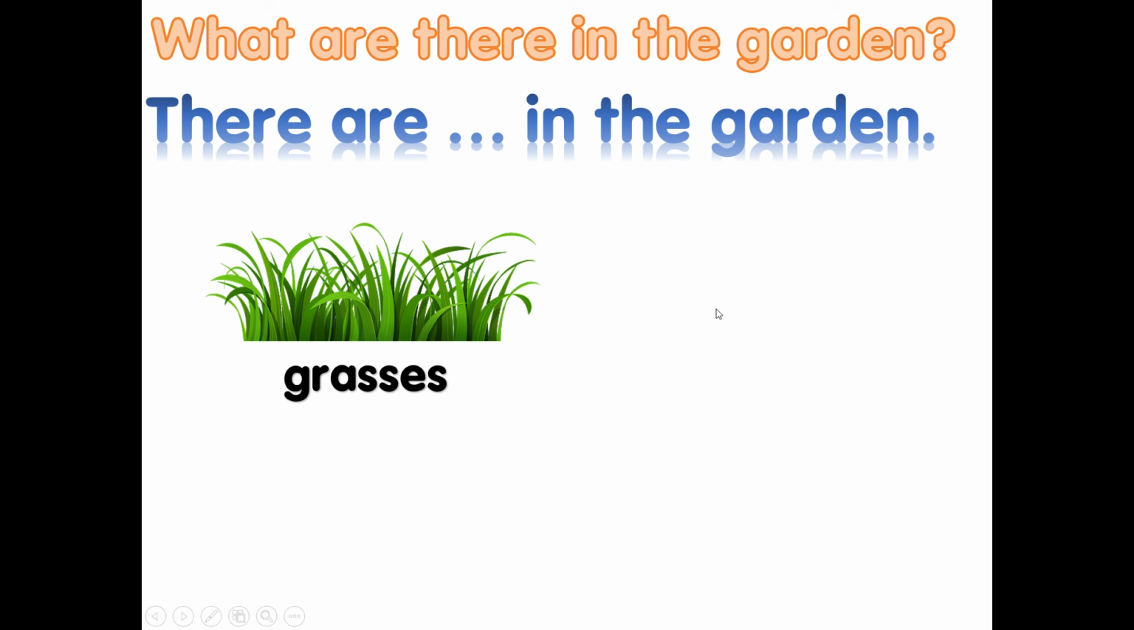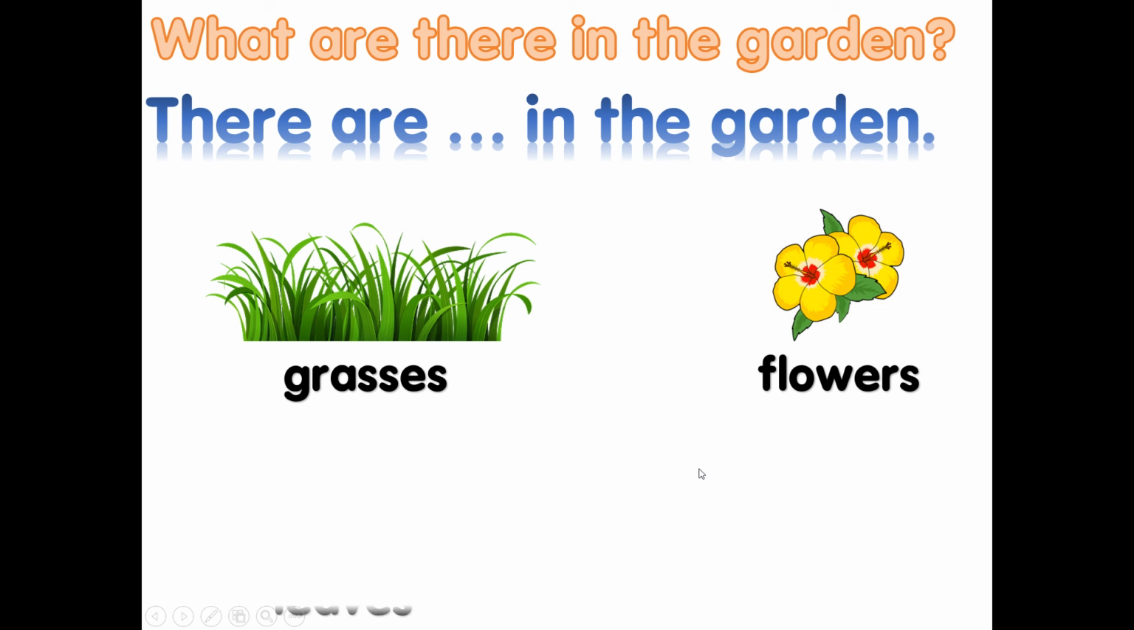What else in the garden? There are flowers in the garden. How to spell flowers? Flowers, flowers. What are flowers? 花朵. Okay. What else? There are leaves in the garden.